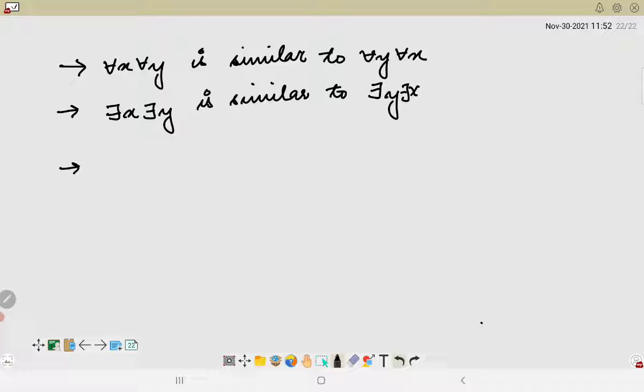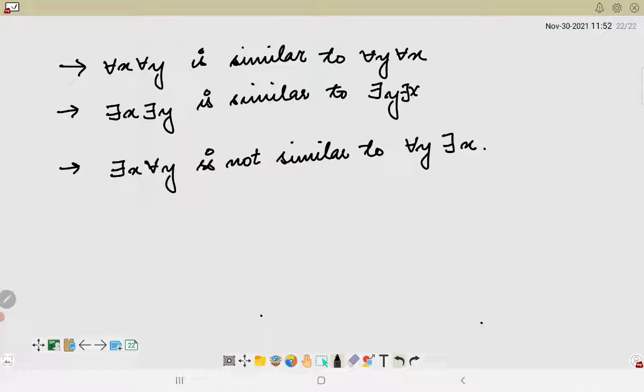And the third important factor we have to remember is that for some x and for all y is not similar to for all y and for some x. We cannot reverse the order of mixed quantifiers. That is not allowed.